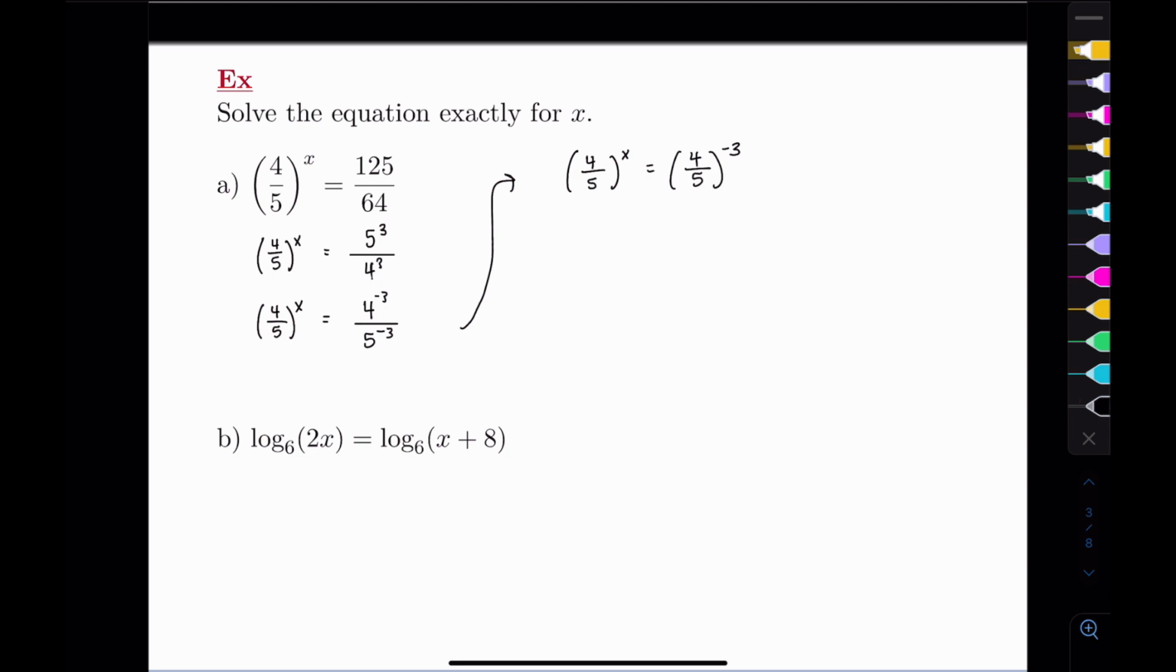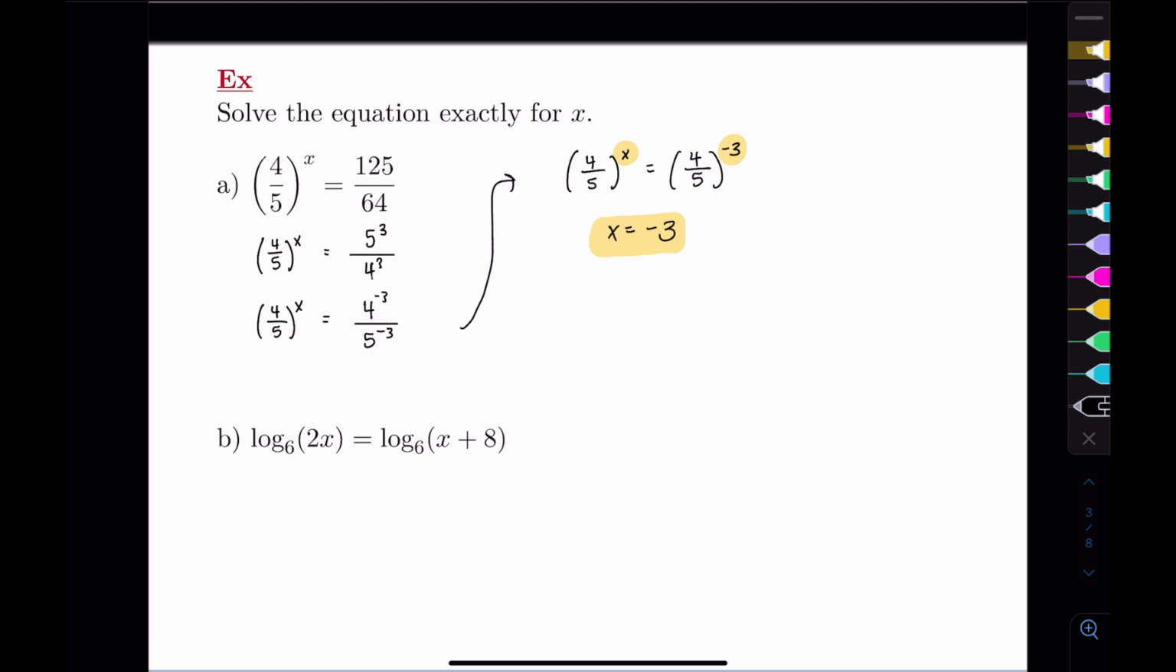But here, because I now have 4/5 to a power equals 4/5 to a power, it forces these two exponents to be equal. So immediately the value of x that solves this equation is x equals -3. Okay, and that is our solution. You can plug it back in at the beginning to see if it works, but it does.